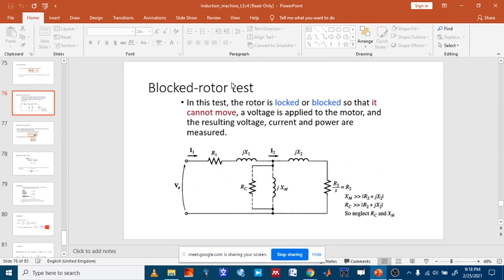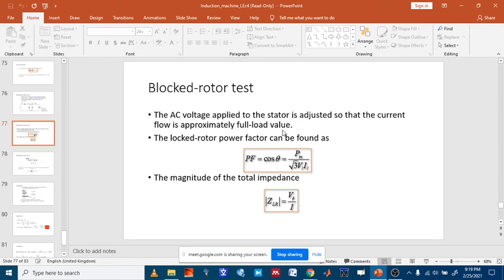In terms of the blocked rotor test, the rotor is locked or blocked so that it cannot move. A voltage is applied to the motor. The resulting voltage, current, and power are measured. With these measured, you calculate the power factor, and you also calculate ZLR. The ZLR, Z lock rotor, is also given by the V phase over I.